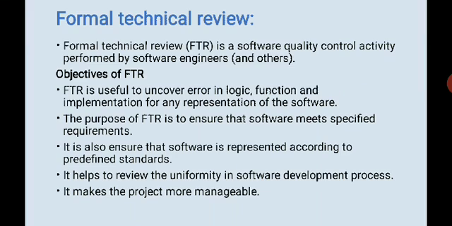The next is that it helps to review the uniformity in the software development process. So you try to make the process such that it is followed uniformly, like the guidelines. If you are following any quality control or quality standard, you need to maintain the uniformity also, right? And it makes the project more manageable. Anything which is being followed, which has a certain set of guidelines, is definitely more manageable, right? So these are the 5 objectives in the FTR.